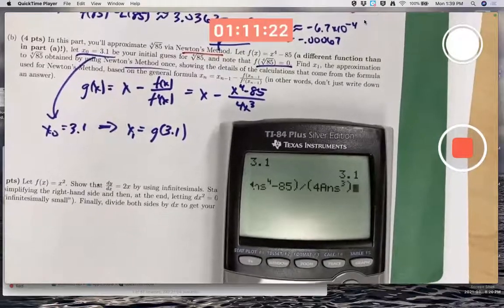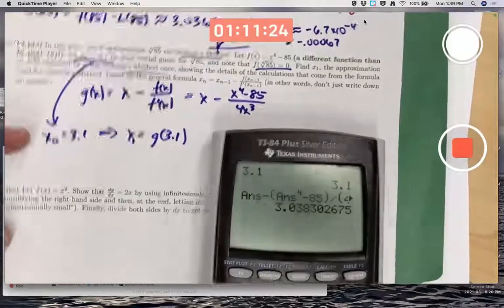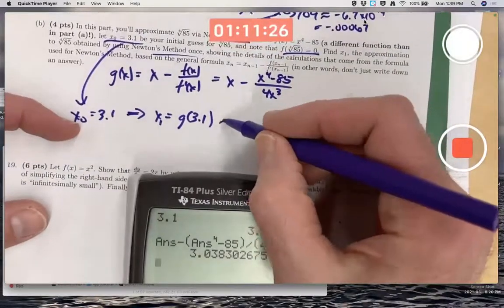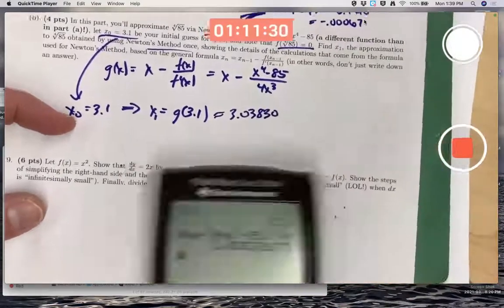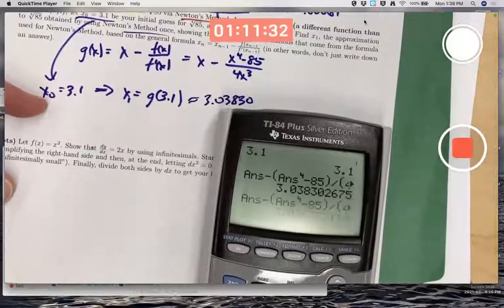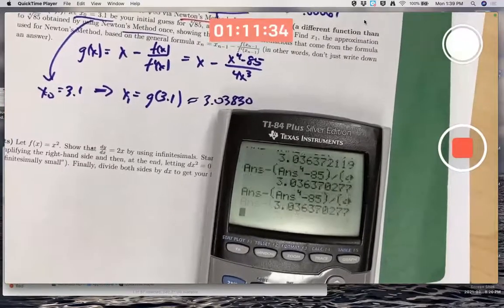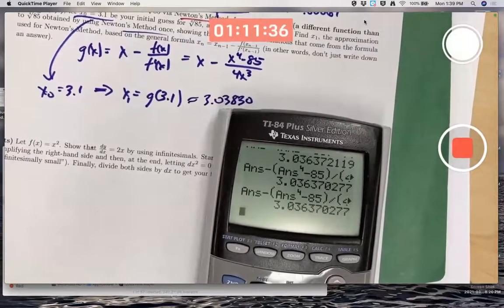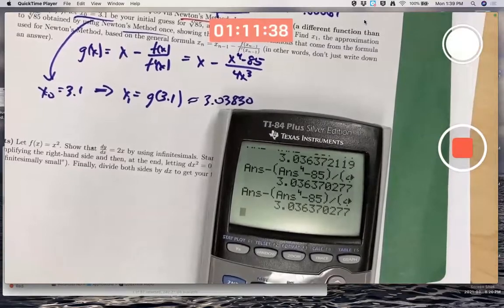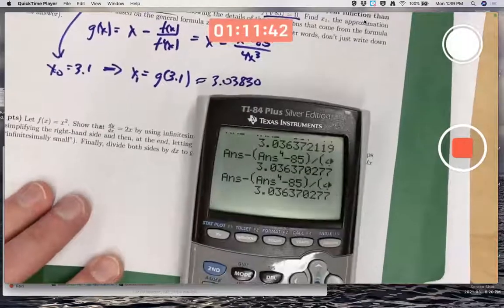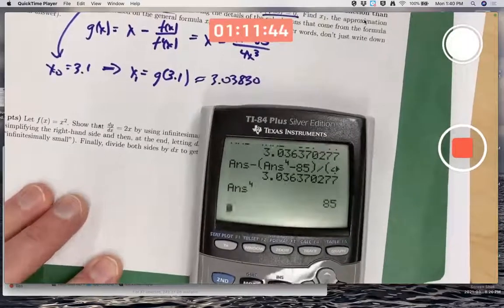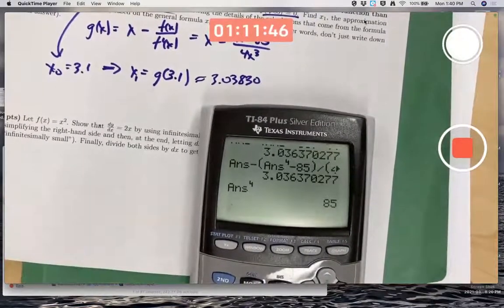So if I hit this once, that should be the answer for the problem, 3.03830. If I hit it again and again, I'll get better and better answers. And in fact, you only need to hit it a few times for it to be stable to 1, 2, 3, 9 decimal places. And if you raise that to the fourth power, the calculator does approximate it to 85. Okay, and I could have asked that.